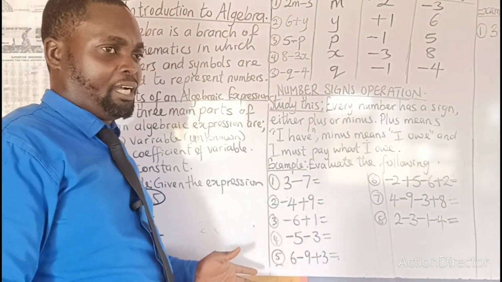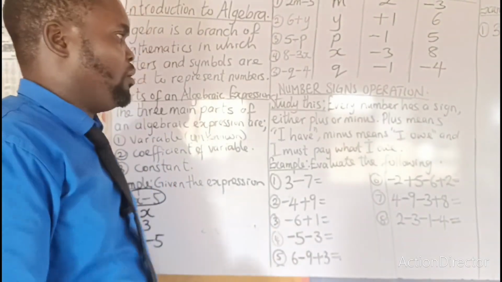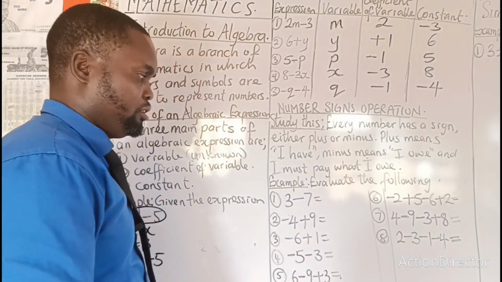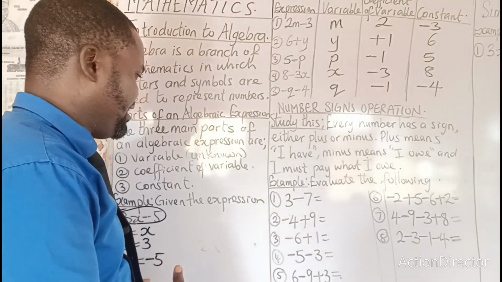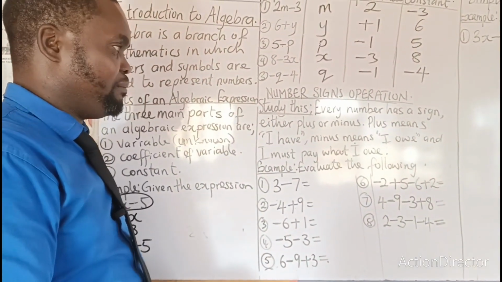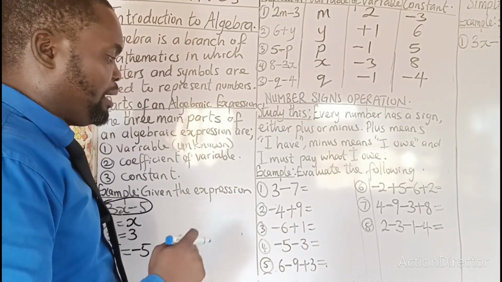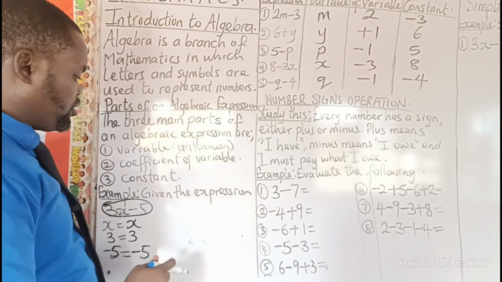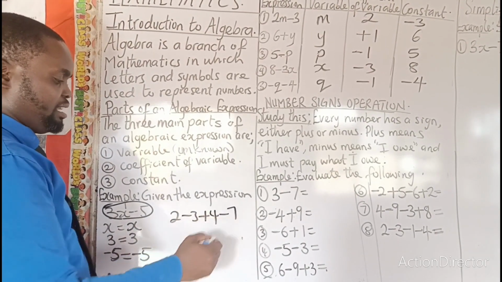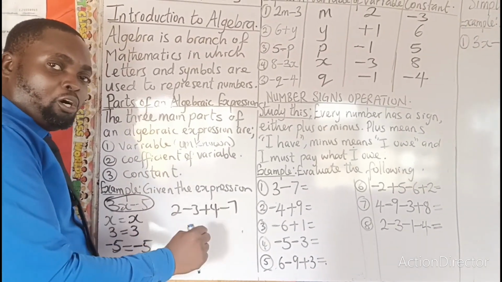Do you understand it now? Yes, sir. These are the parts of an algebraic expression. Now, a quick one. We also need to know what we call number signs operation. Just as I have said earlier, every number has a sign, either plus or minus. So if I give you something like this, 2 minus 3 plus 4 minus 7, every number has a sign. The sign is usually written immediately before that number.